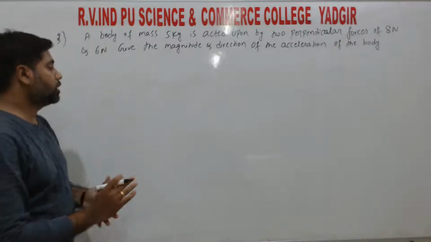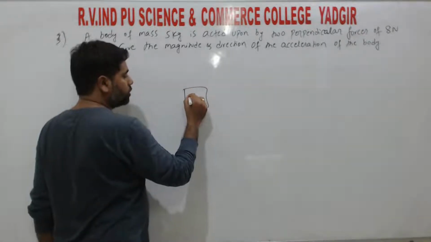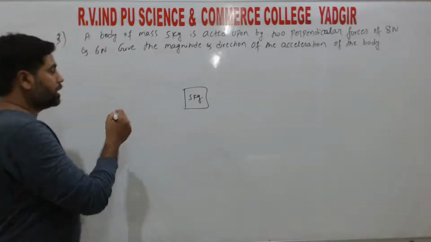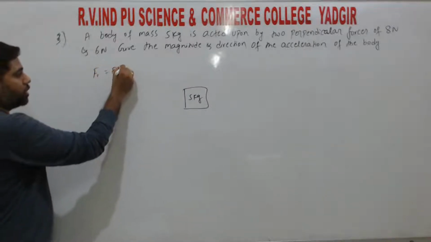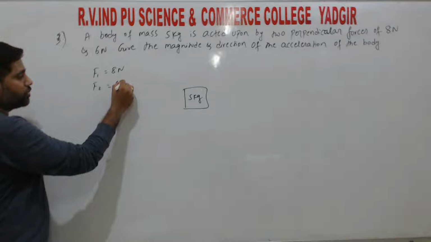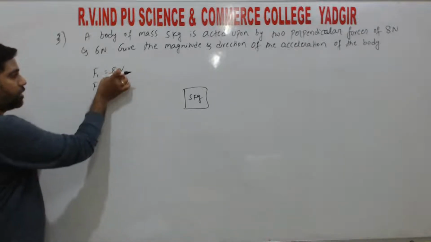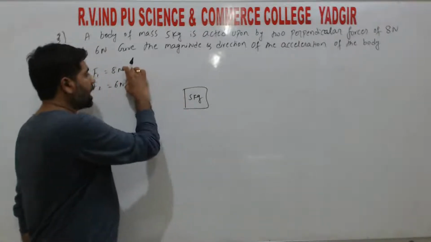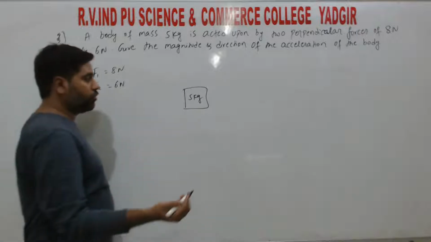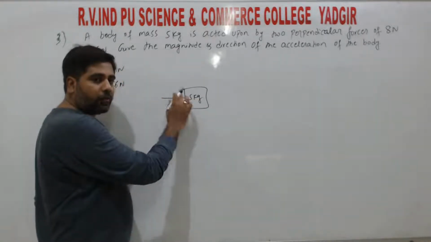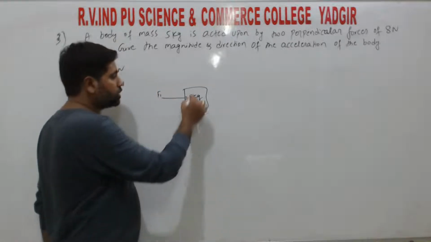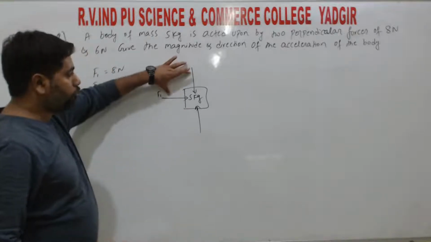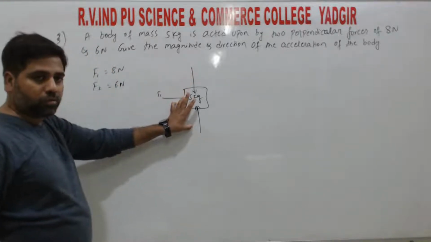So here, considering one body of mass 5 kg, two forces are acting on this body. One force F1 of 8 Newton and another force F2 of 6 Newton, right? Force is a vector, and they have given the magnitude. These two forces act perpendicular to each other. Perpendicular means the angle between the two forces is 90 degrees. You can take any direction. If you take one force in this direction, you can take another force in either this direction or this direction.